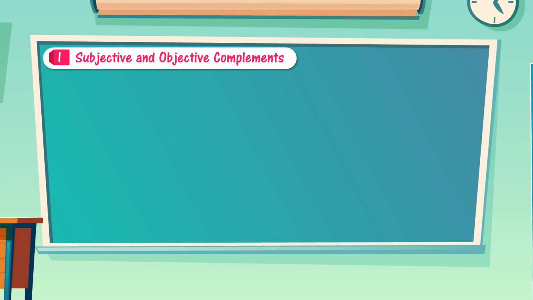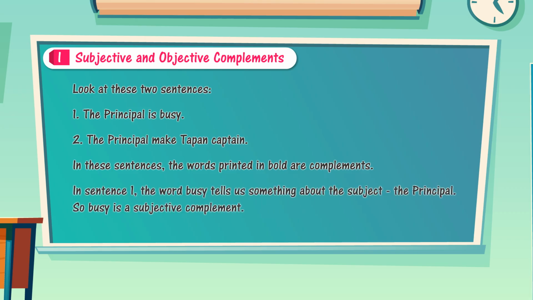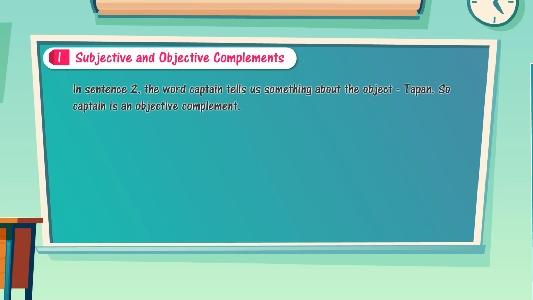I. Subjective and objective complements. Look at these two sentences. 1. The principal is busy. 2. The principal made Tapan captain. In these sentences, the words printed in bold are complements. In sentence 1, the word busy tells us something about the subject, the principal. So busy is a subjective complement. In sentence 2, the word captain tells us something about the object, Tapan. So captain is an objective complement.